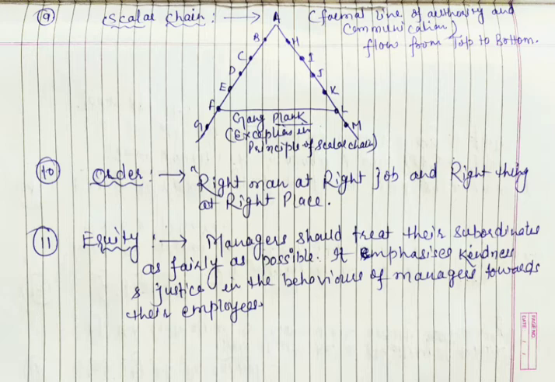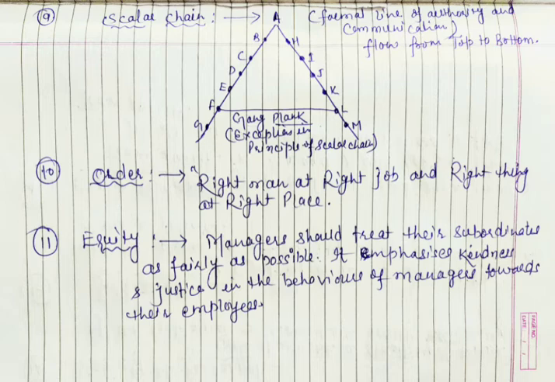For example, according to this diagram, A is the manager, whereas B, C, D, E, F, G are the subordinates. On the other side, H, I, J, K, L, M are also subordinates working under A. In this situation, if F wants to communicate to L, on the other side at the same level, then he cannot contact him directly.